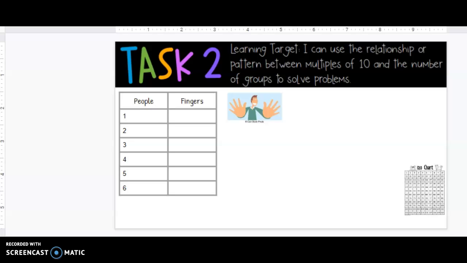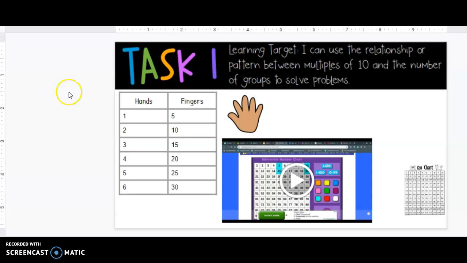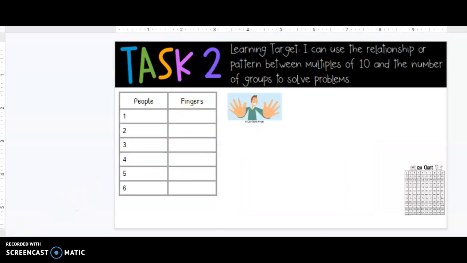So the last task, we created a chart that compared the relationship between the number of hands and the number of fingers on a hand. Today's chart is a little bit similar and a little bit different. Today's chart has two columns on it. It has people and fingers.